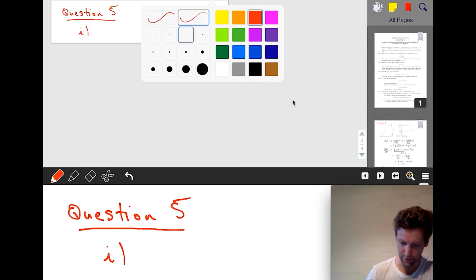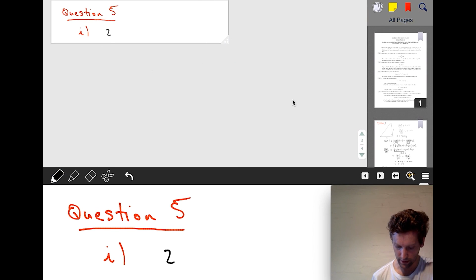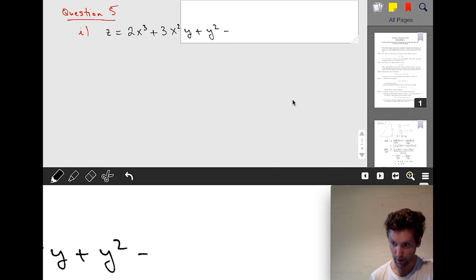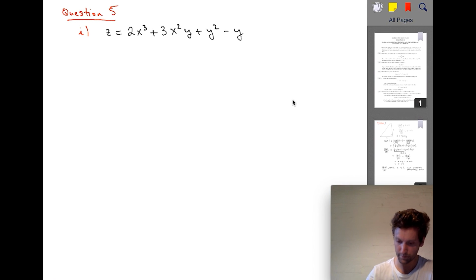So in this question, the function we're dealing with is z is equal to 2x cubed plus 3x squared times y plus y squared minus y. Okay, so we want to find the stationary points of that. So the first thing that we're going to need to do is take the partial derivatives of this function with respect to x and with respect to y and set it equal to 0.